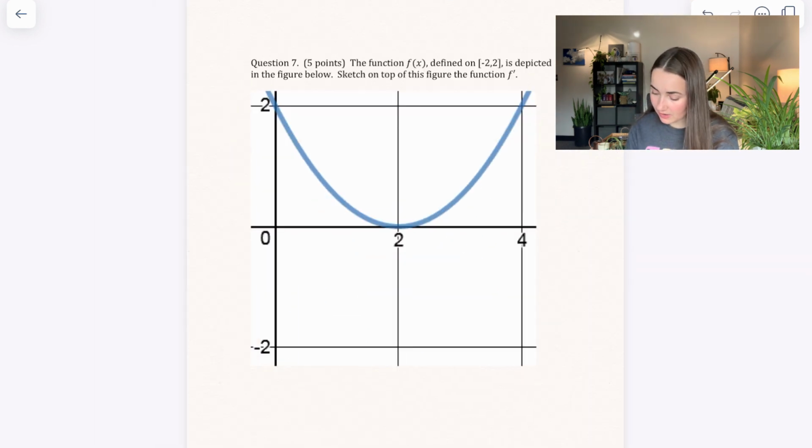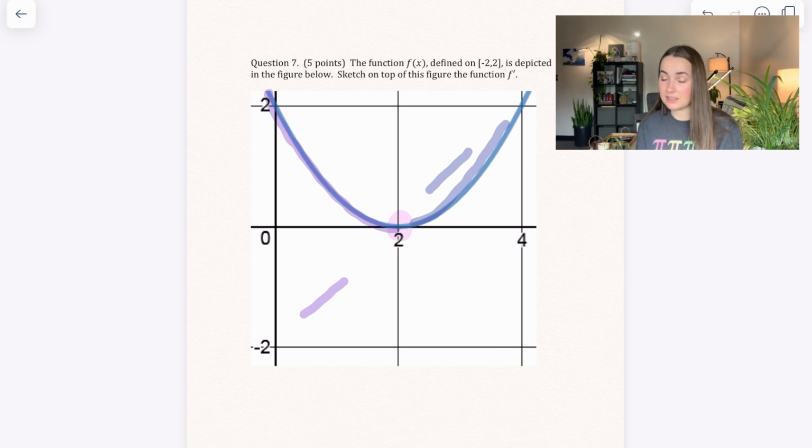We have a function defined on negative 2 to 2, and we want to sketch the first derivative. So first, let's notice how our function is decreasing. That means our derivative is going to be somewhere in the negative zone. But we quickly switch to a critical value, right? This is where our function is neither increasing nor decreasing. And then our function finally switches over to increasing, which tells us our derivative is going to be somewhere in the positive area. So our next step is to try to figure out what the slope is.